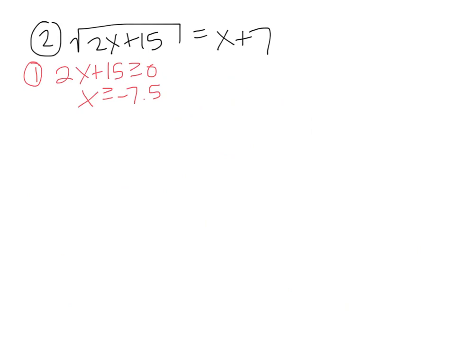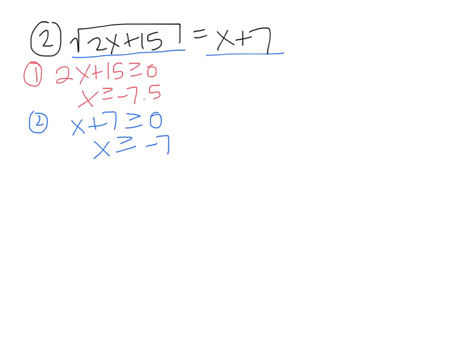And if I move on to step 2, I also know if this part's going to be positive or 0, that this part also has to be positive or 0. So x plus 7 also needs to be greater than or equal to 0. So if I subtract 7 on each side, x needs to be greater than or equal to negative 7. So again, anything that's greater than or equal to negative 7 is also greater than or equal to negative 7.5. So I'm going to use this one as the more important one. So we'll move on to number 3. We're going to undo the radical.